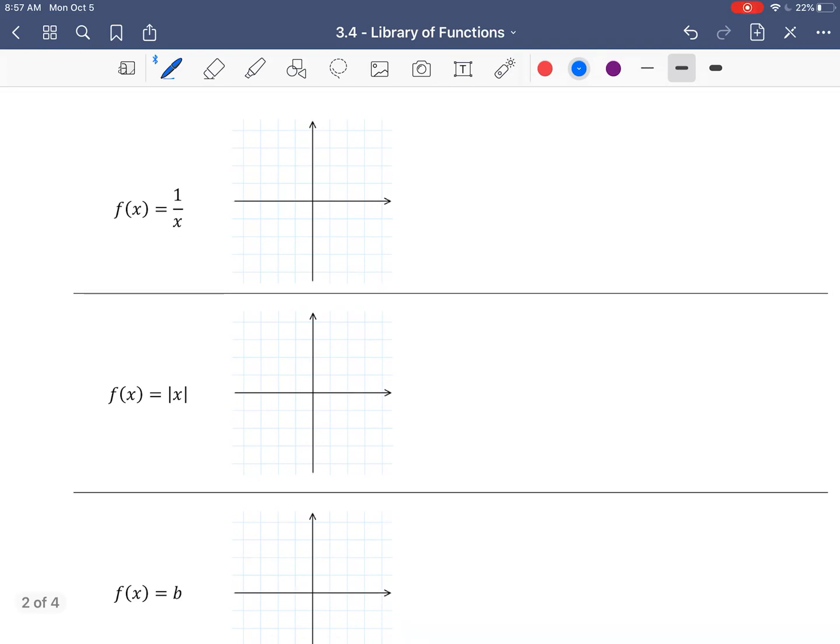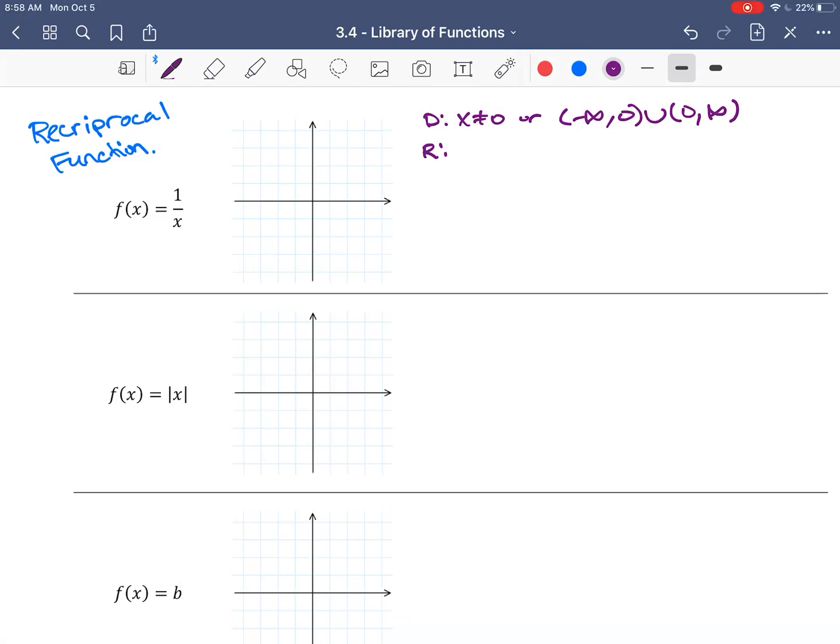So f of x is 1 over x is called the reciprocal function. Okay, and here the domain does not include 0. So I'm just going to write x not equal to 0. But in interval notation, it would go negative infinity to 0, and then 0 to infinity. The range is actually the same. So y is never 0.